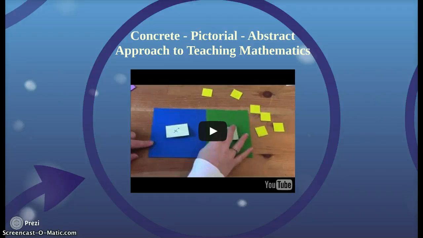Research shows that students learn math concepts best when taught using the concrete pictorial abstract approach, sometimes called the concrete representational abstract approach. This approach to teaching allows students to develop a better understanding of a concept. You can click on the YouTube video for a short video describing this approach if you would like.